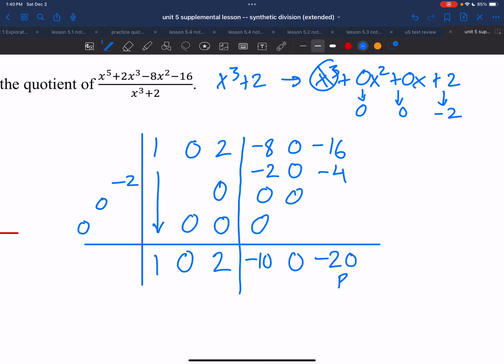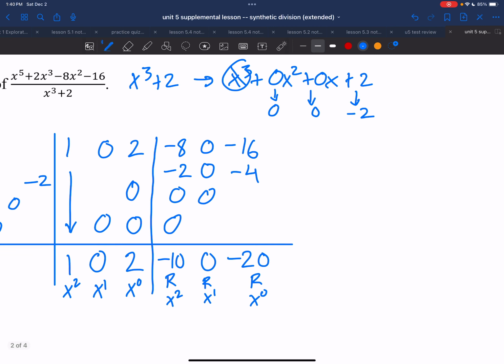Okay? Now that's your remainder constant. This is your remainder linear. This is your remainder quadratic. And then this is x to the 0, x to the 1, x squared. So the result is 1x squared plus 2. And now notice how this is, I guess it's just plus negative 10, minus negative 10x squared minus 20 over x cubed plus 2.